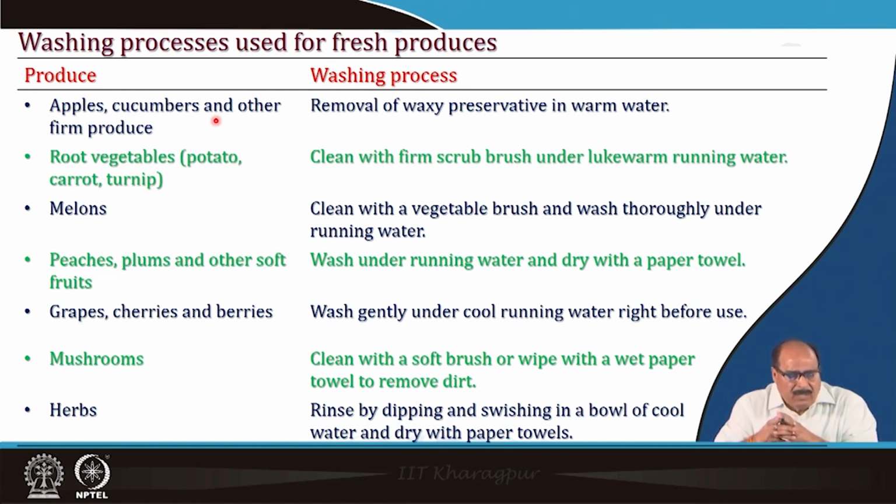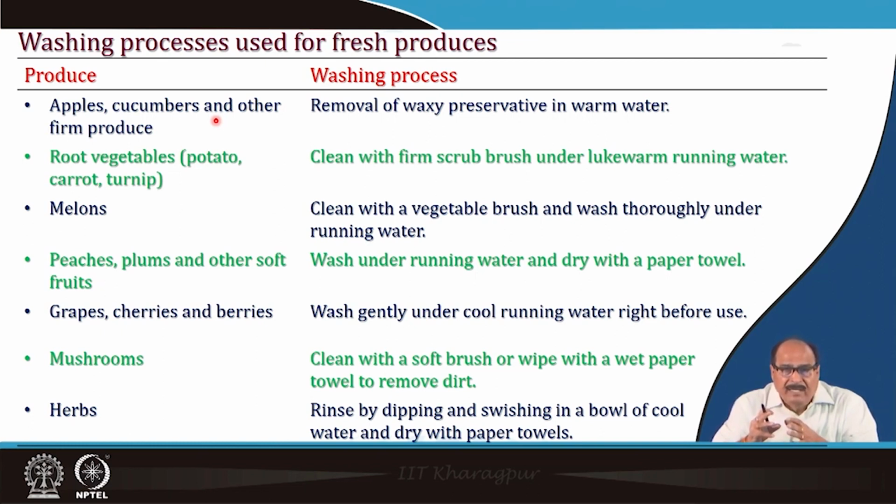For root vegetables like potato, carrot, turnip etc., clean with a firm scrub brush under lukewarm running water. Fruits like melons etc. are cleaned with a vegetable brush and washed thoroughly under running water. Fruits like peaches, plums and other soft fruits are washed under running water and dried with a paper towel. Grapes, cherries and berries are washed gently under cold running water right before their use.